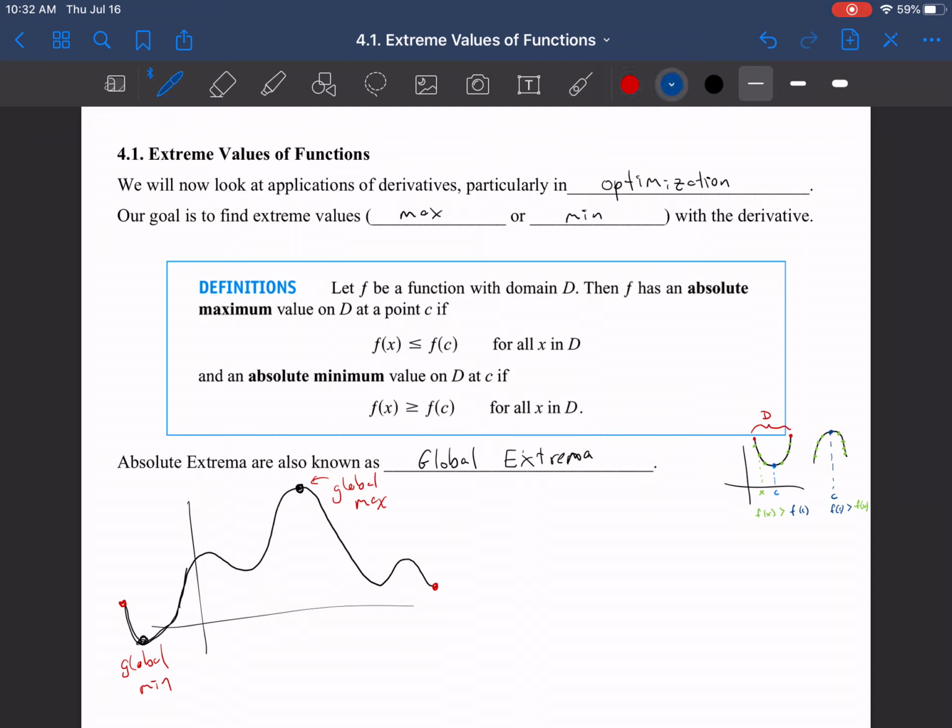Now, some of these other points, like this point here, would be a local maximum. It means it's higher than the points that are immediately around it. This would be a local minimum, lower than all the other points immediately around it.